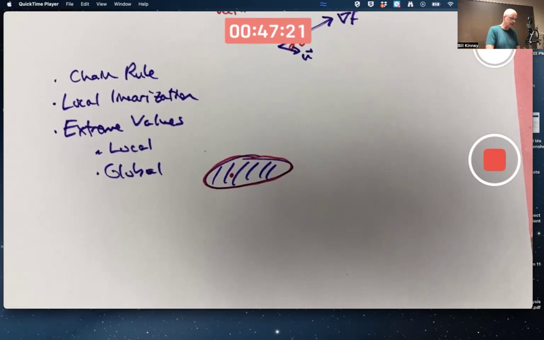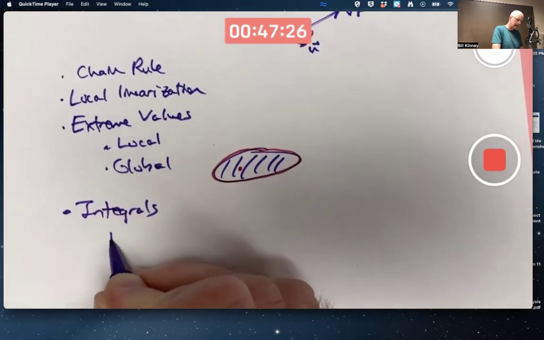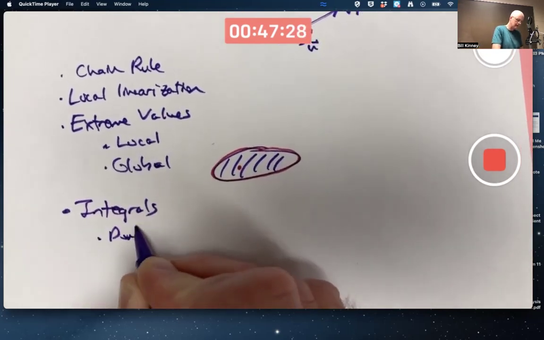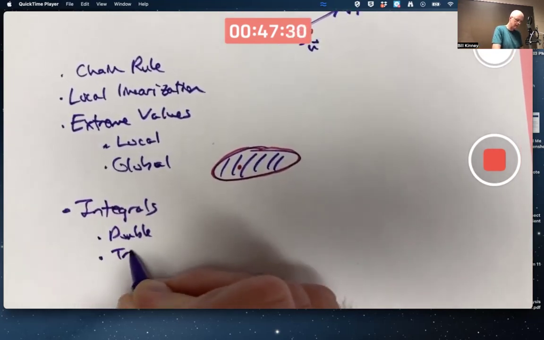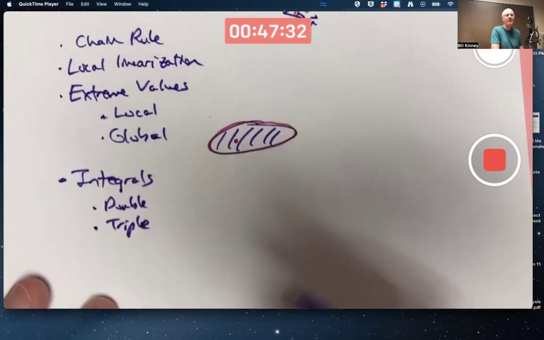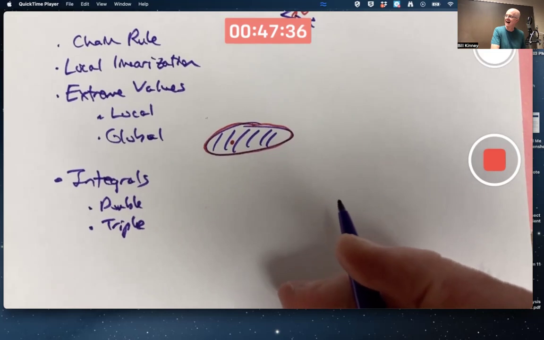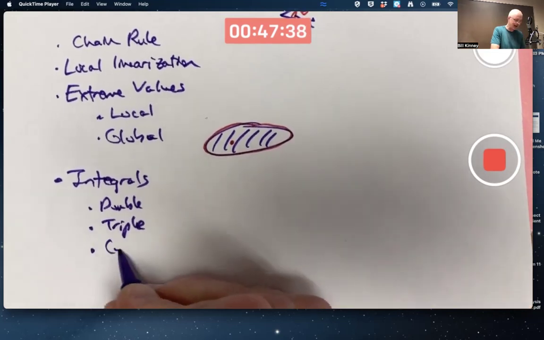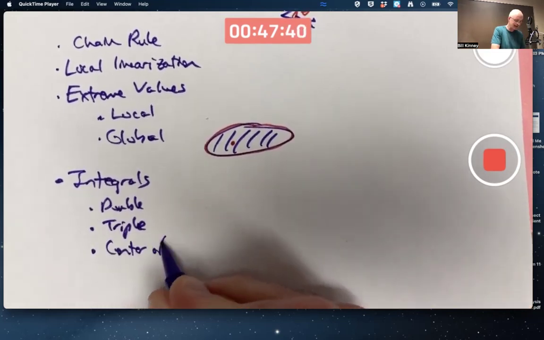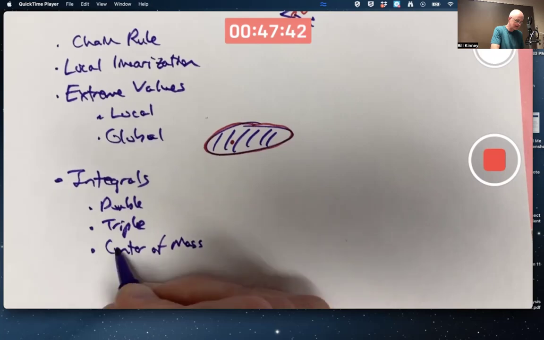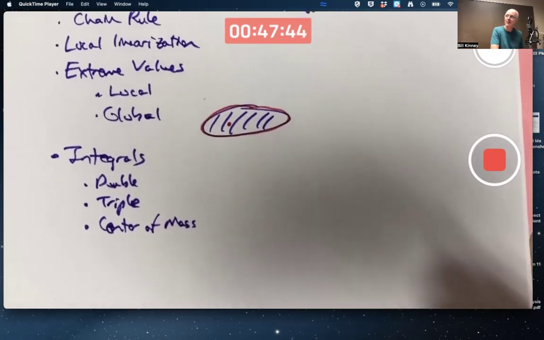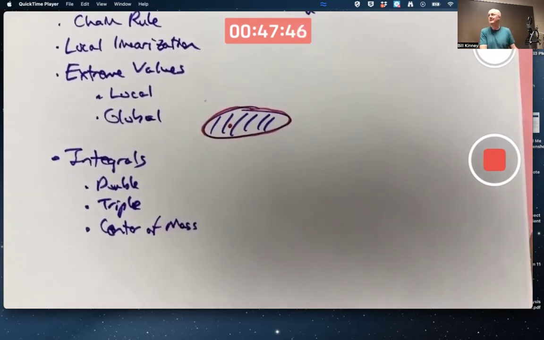Then we got into integrals: double, triple. Quadruple, no, we stopped at triple. Applications: center of mass. What else? We talked a little bit about applications of probability, but probably not enough to put that on the exam.